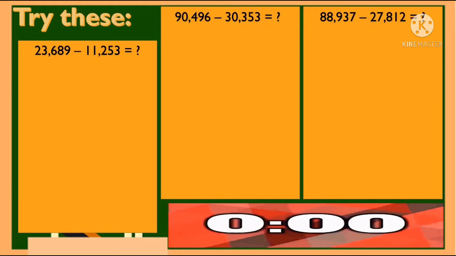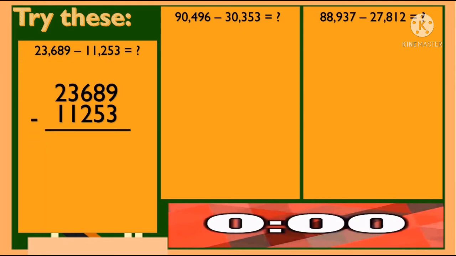All right. Okay, so I will write first 23,689, and then of course we need to align the second number, 11,253. Now, what do you call this upper part again? This is the minuend, right? How about the lower part or the second layer? This is the subtrahend. Okay, subtrahend. Of course, we will not forget the symbols.